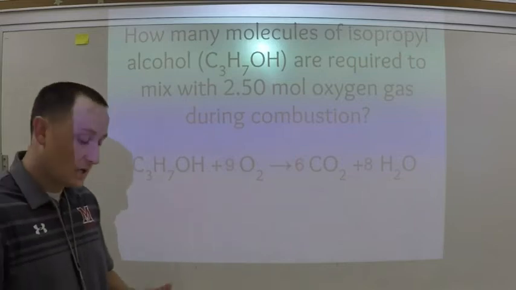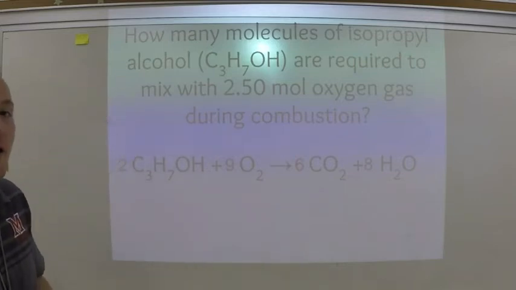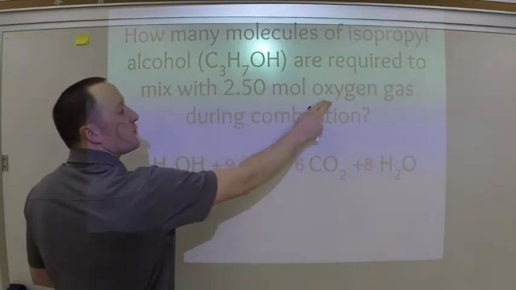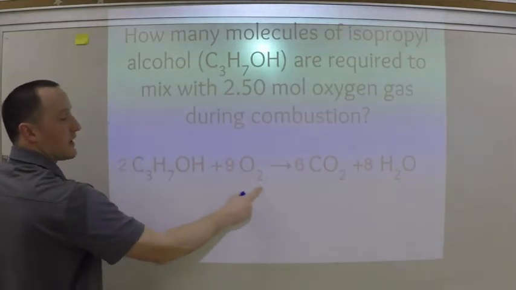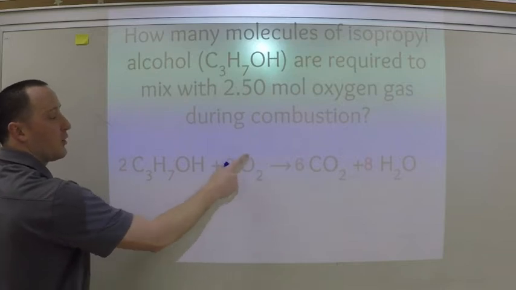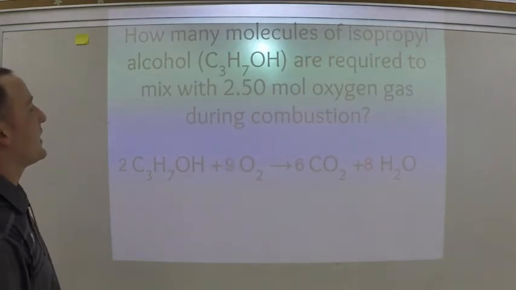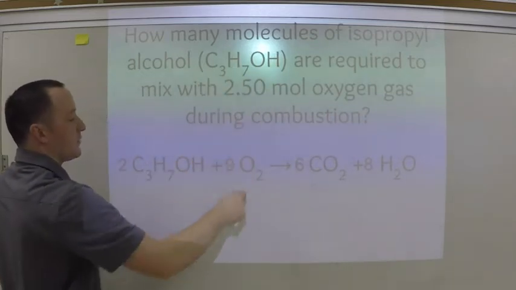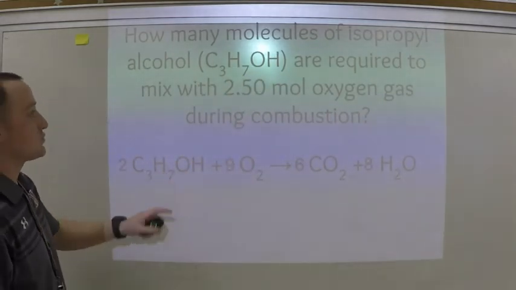Next thing that we do is identify our given and our asked for substances. It says that we have 2.5 moles of oxygen gas. So I have 2.5 moles here, which means this will be my substance A, and it asked me for how many molecules of this compound. So that means this will be my substance B.